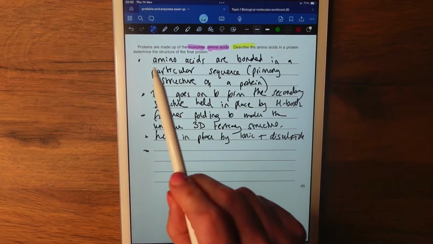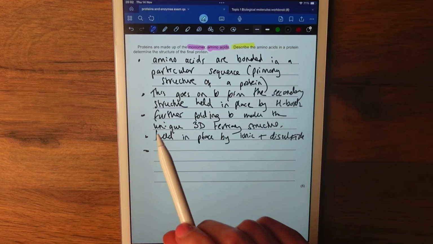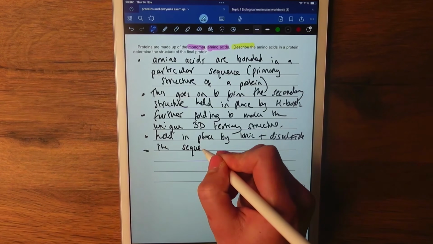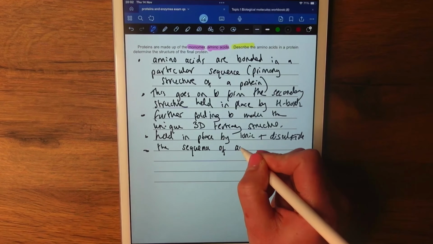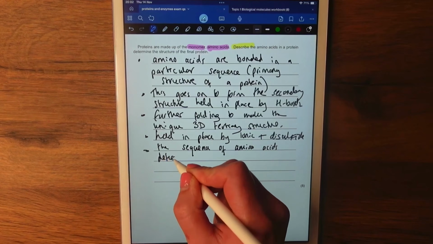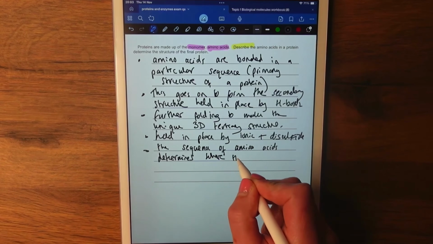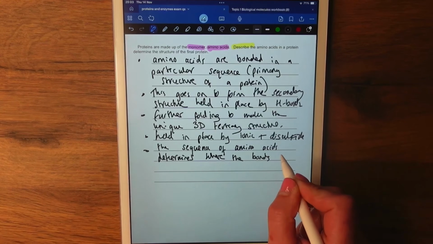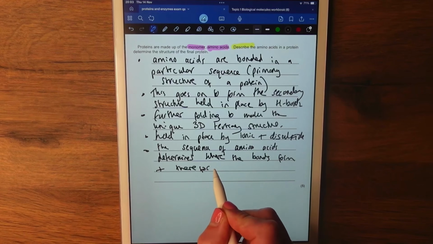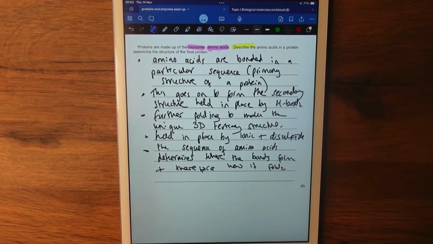What I'm going to add in though is determine the final structure of the protein. So how it actually determines it is the sequence of amino acids determines where the bonds form, and therefore how it folds. So that's what I have for this one.